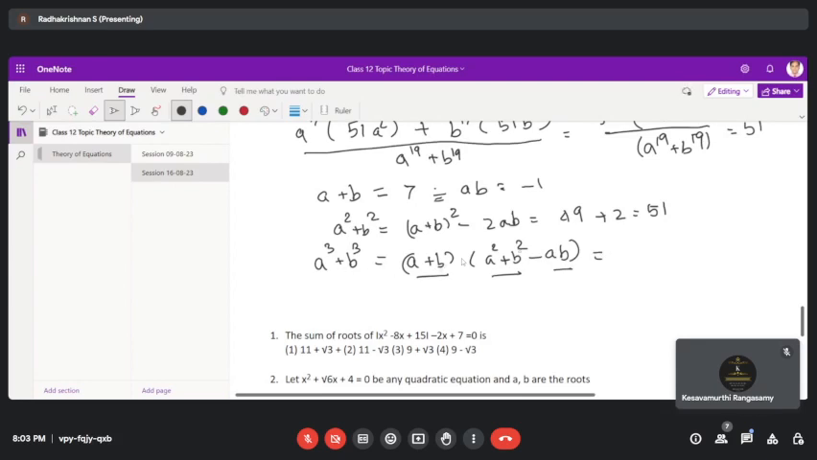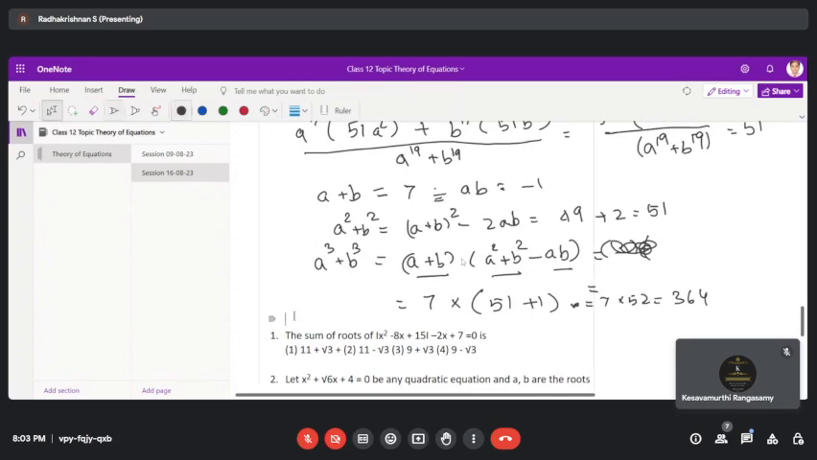So what will be that? In this case, a plus b is 7. A square plus b square is 51, right? And ab is minus 1. So minus ab is plus 1. So that means this will become 7 into 52, which is 364. So a cube plus b cube.